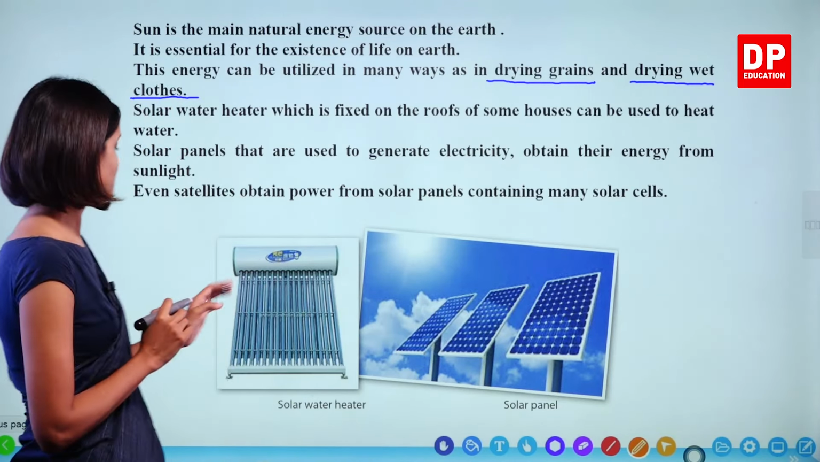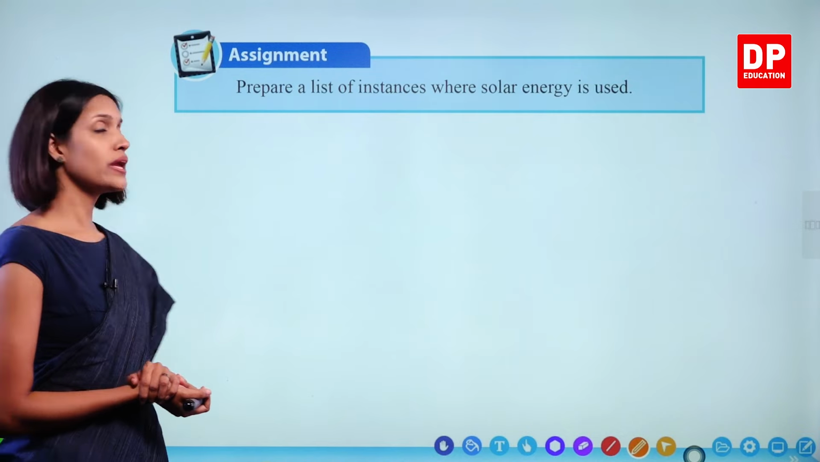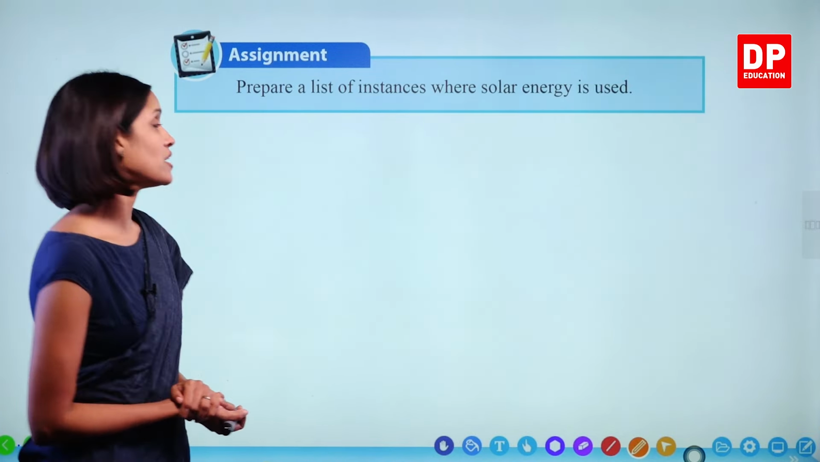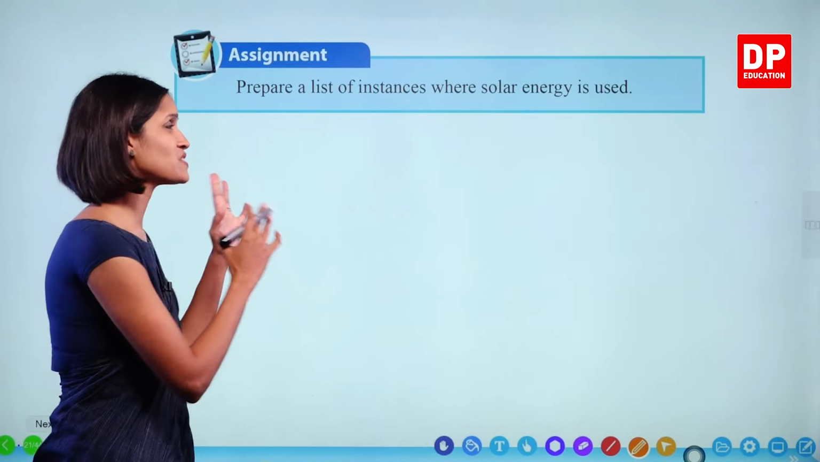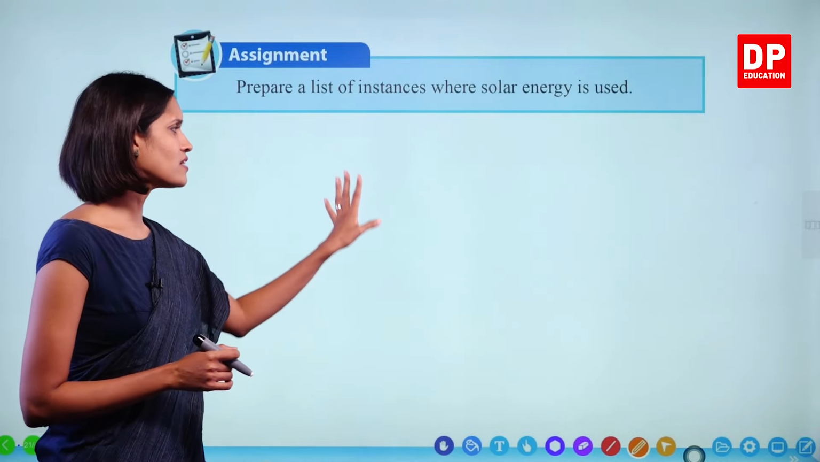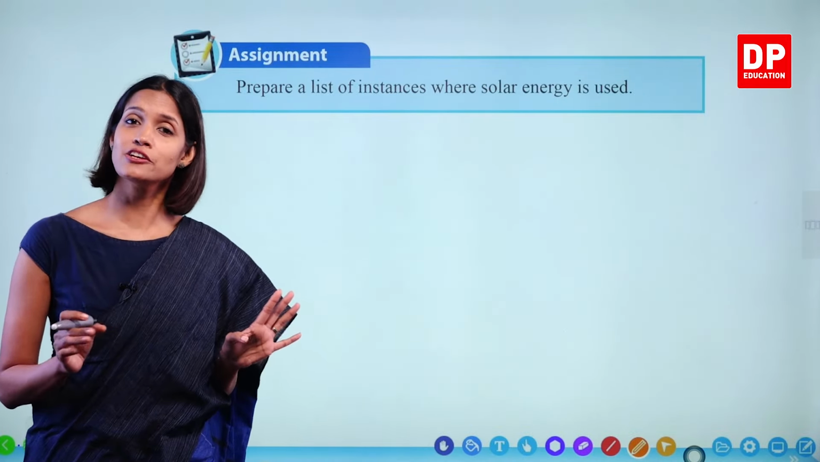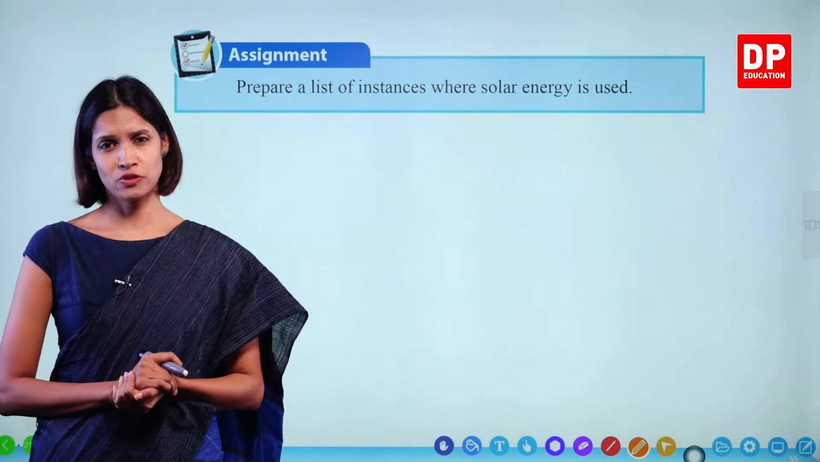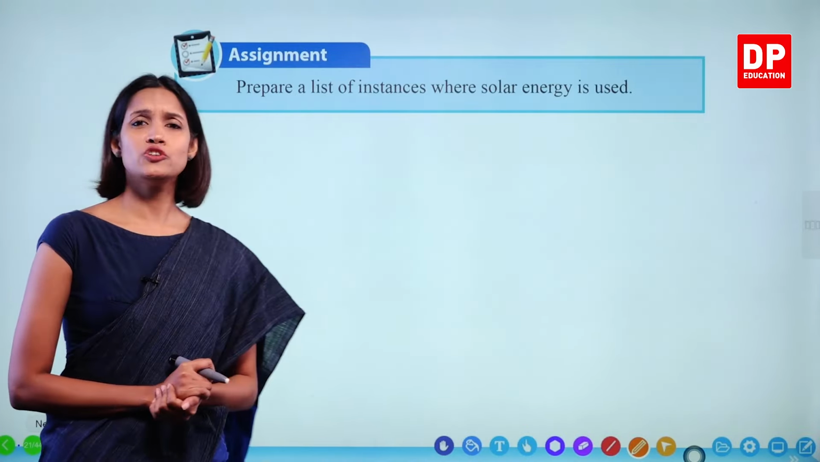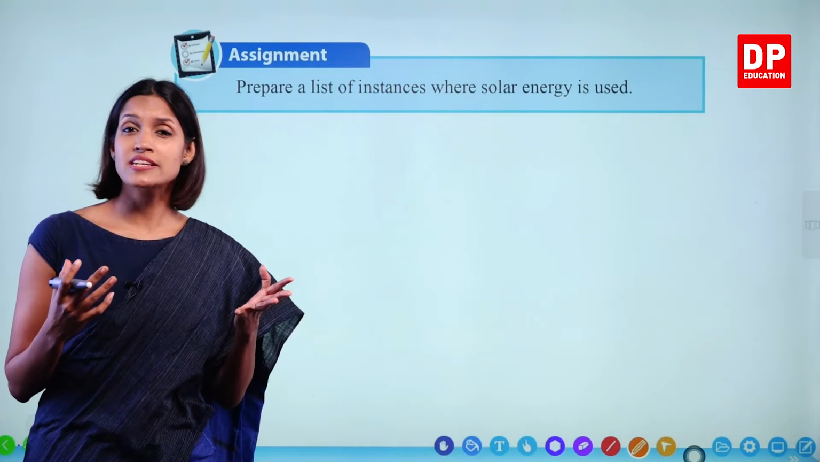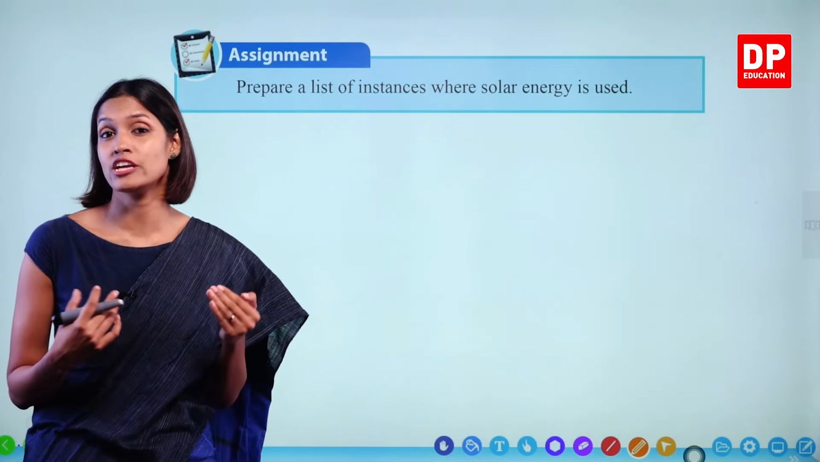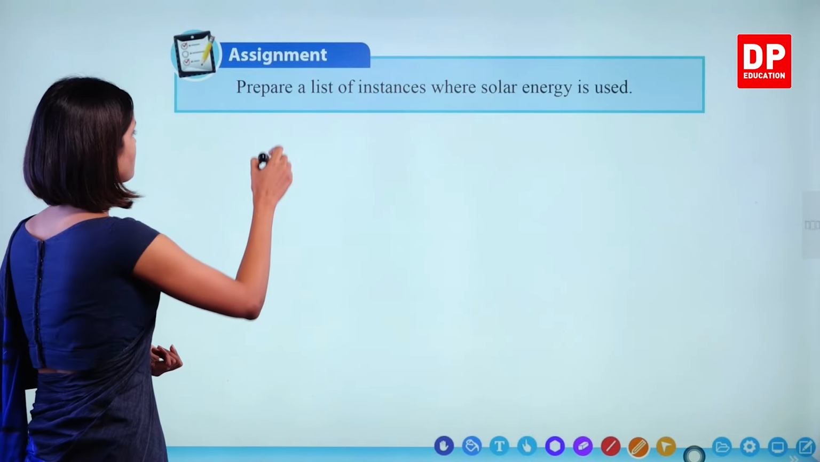Okay? Right, children. We have an assignment to do. Prepare a list of instances where solar energy is used. Now, we already discussed many instances, many uses of solar energy. So, you all can write down the list first and then you can watch what I write here. Okay? Right. So, what are the instances where solar energy is used? We can use the sun's heat to dry different things like grains and chili and to dry clothes. We will write some of them.